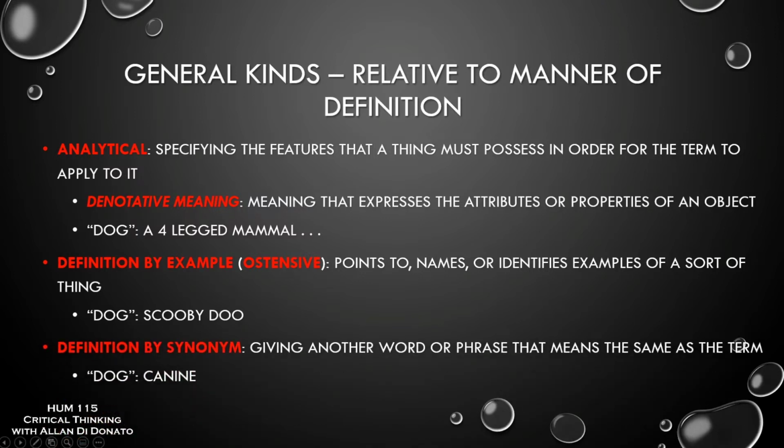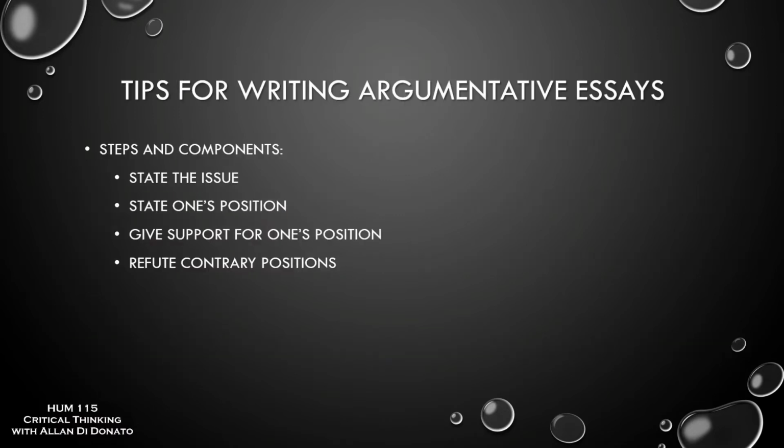We also have definition by synonym, where we just give a different word that usually is interchangeable. So instead of saying dog, I could use the word canine. It might not be as common, but it's still perfectly acceptable, and most people are going to understand it.